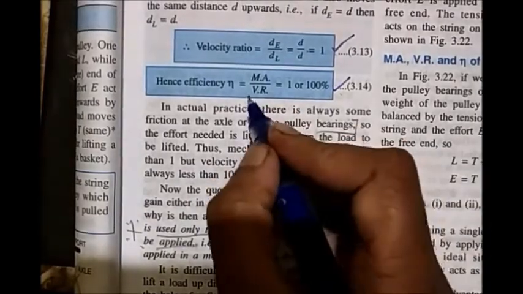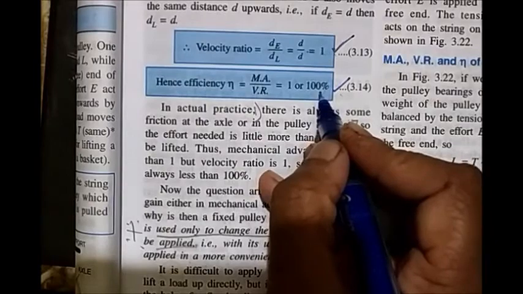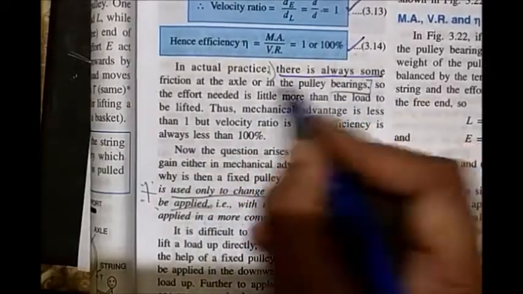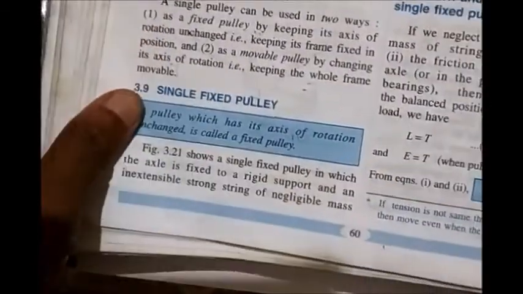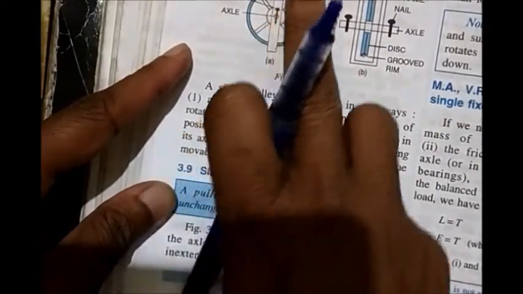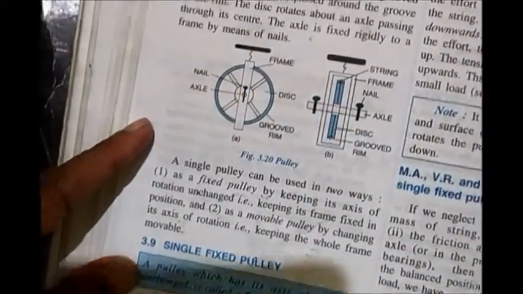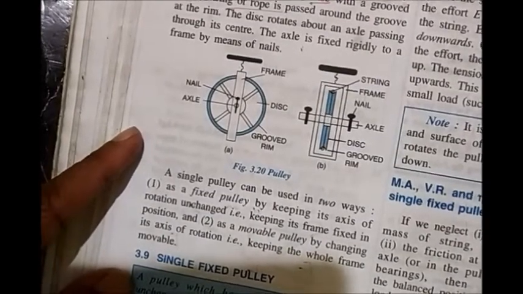Now as usual, efficiency 100% is only for ideal cases. In practical cases it will be less than 100%. So what is the reason for that? There is always some friction at the axle or in the pulley bearings. So these are the two moving parts. One is the axle, other one is the pulley bearings. In these 2 points there will always be some friction, and because of which there will be some loss of energy.